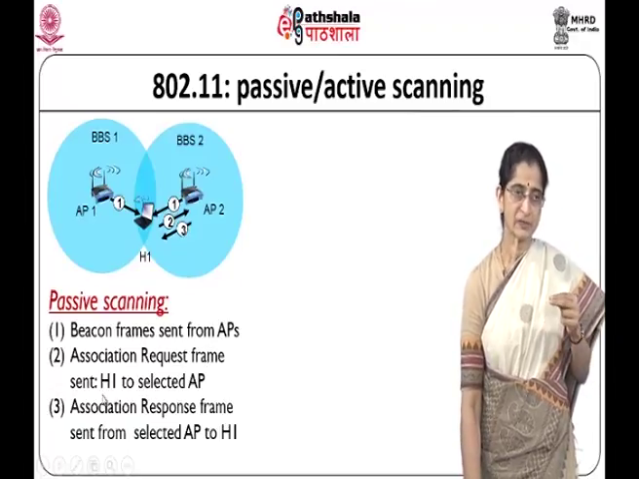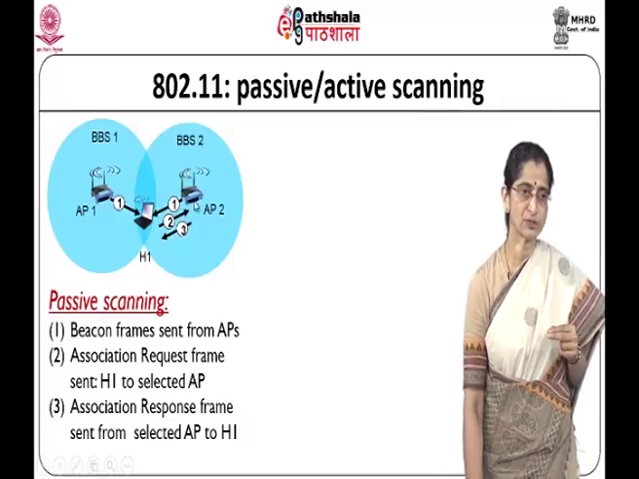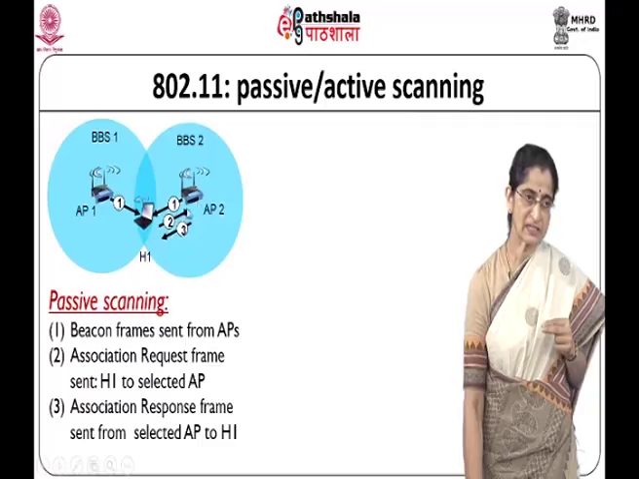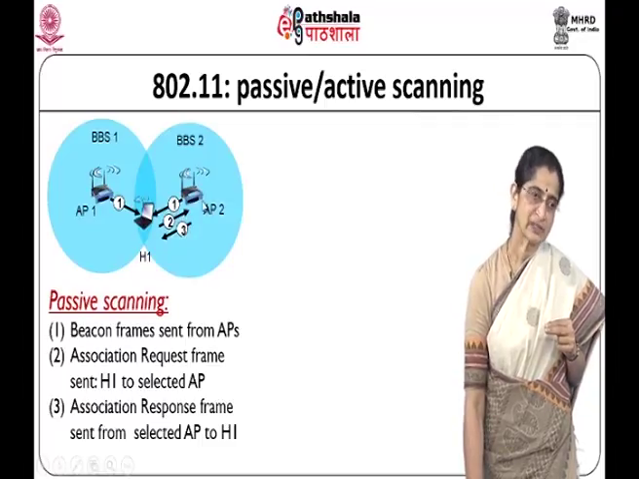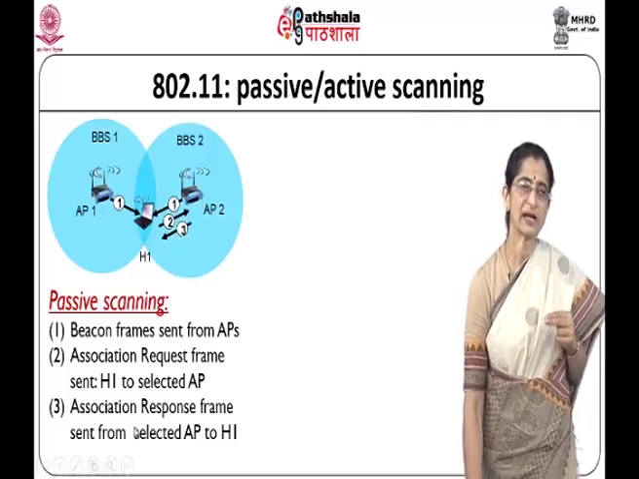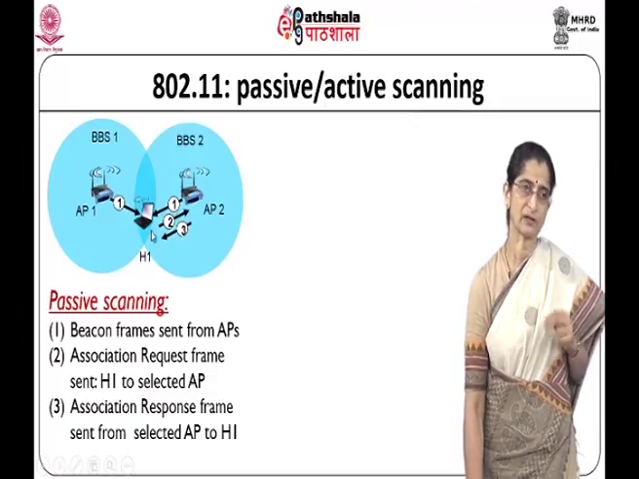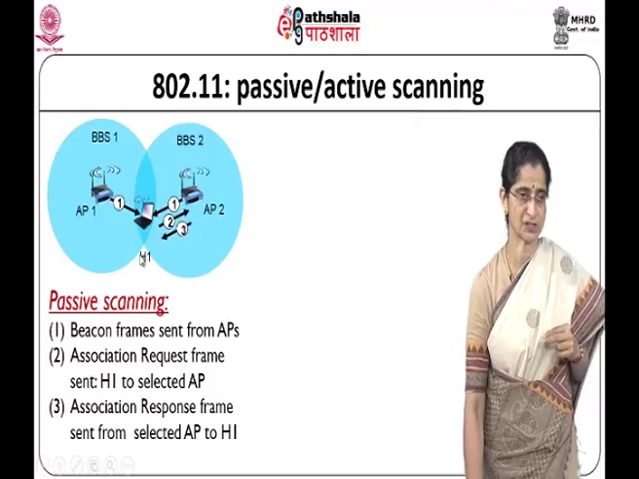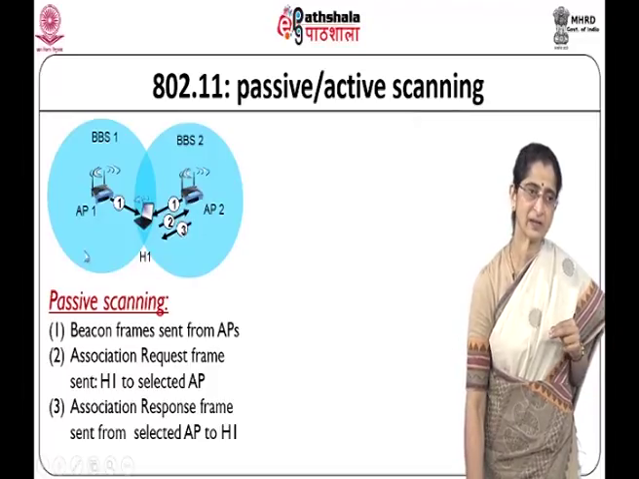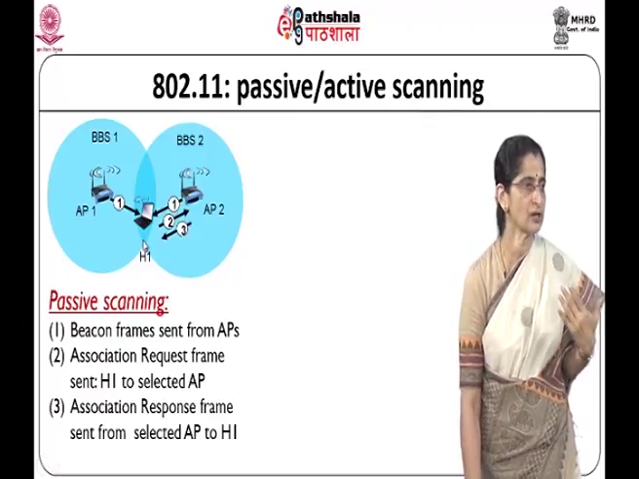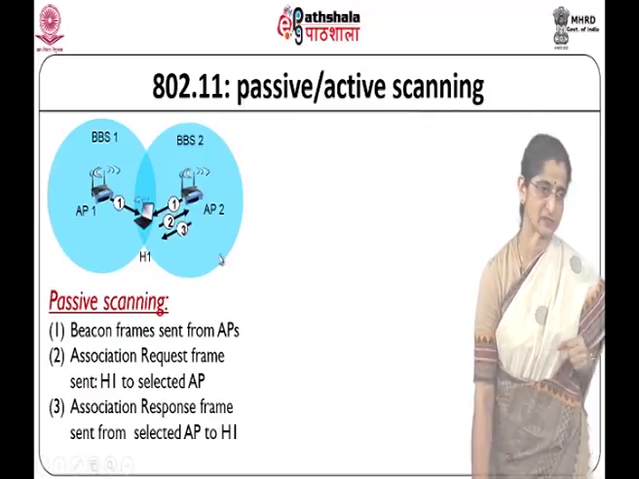For instance, H1 here may send a request frame to this access point, AP2. When it sends this association request, that access point will send back an association response frame, saying that yes, you are now associated with me. That will be the third step. This is what is called passive scanning, because the host is really not doing anything specific, it is being passive.